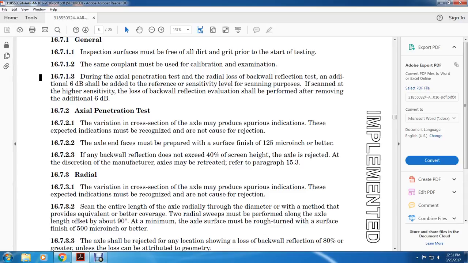16.7.2 Axle penetration test. The variation of the cross-section of the axle might produce spurious indications. These expected indications must be recognized and are not cause for rejection. The axle ends must be prepared with a surface finish of 125 microinches or better. If the back wall reflection does not exceed 40% of the screen height, the axle is rejected at the discretion of the manufacturer. That may be retested. Refer to paragraph 15.3.